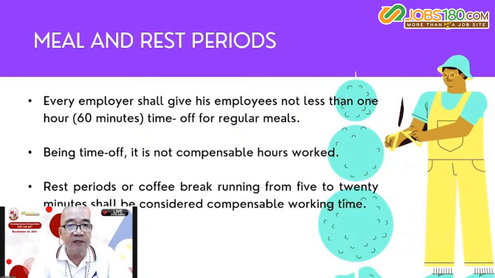Now, for the meal period, there should be 1 hour or 60 minutes for your regular meal. And then, it is compensable if you are required to work during your meal and rest period. And then, we also have the coffee break running for 5 to 20 minutes in the morning and also in the afternoon, which is also compensable.